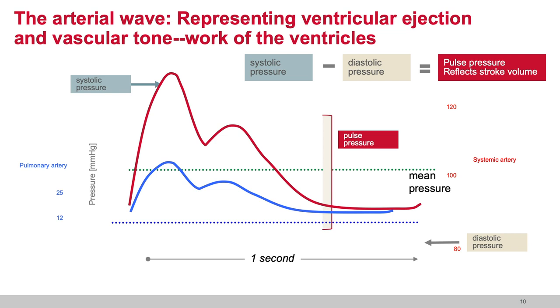We look at these waveforms with a critical eye to give us information about the difference between systole and diastole, which correlates to pulse pressure, and pulse pressure reflects stroke volume. Now this is so beautiful. Of course it reflects stroke volume because it's actually the stroke volume that engendered the systolic pressure.